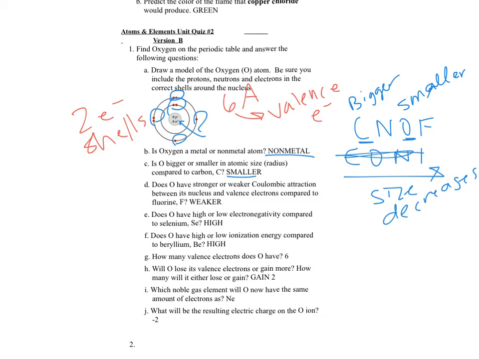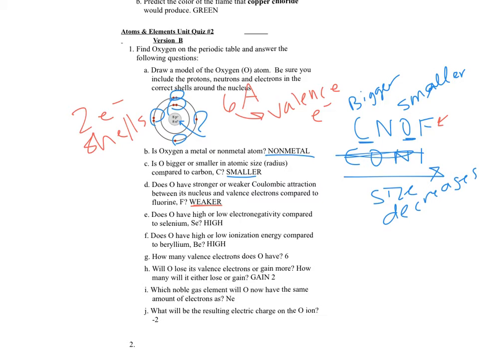1D, does oxygen have stronger or weaker Coulombic attraction than fluorine? So we can take a look on our periodic table. Fluorine is right next door to oxygen, but he is going to definitely be stronger. Fluorine's going to be stronger. So oxygen is going to have a weaker Coulombic attraction.